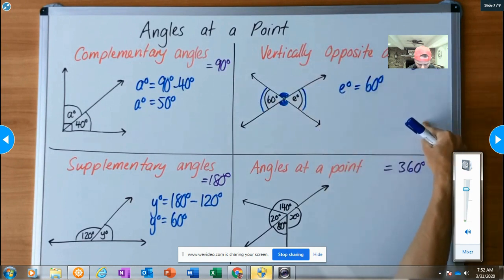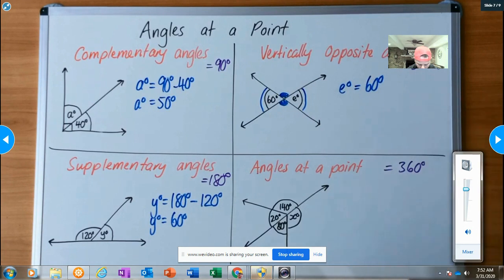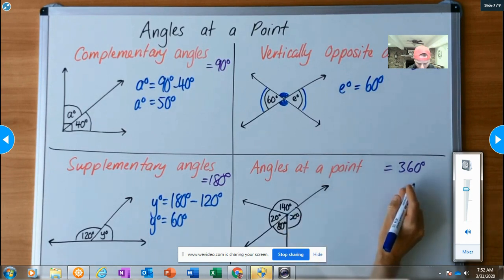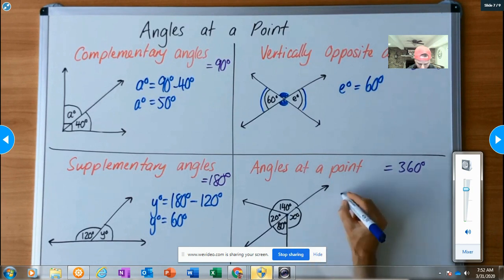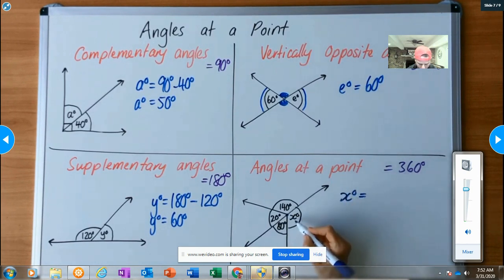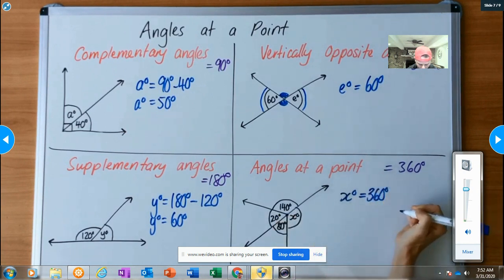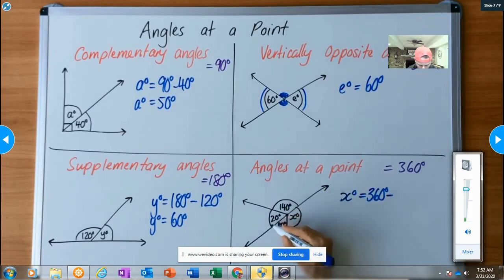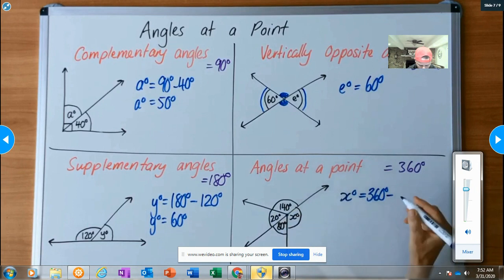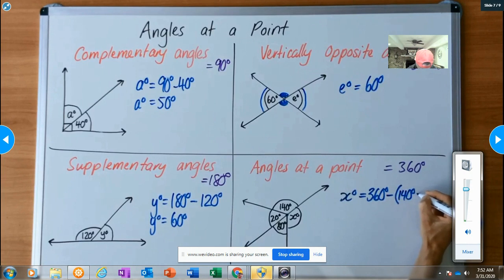The last one here is angles at a point, and all the angles at this point here will add up to 360 degrees. So again, I've been asked to find a missing angle. In this case, it's X degrees. And if I know that's all 360, that's my starting point, 360 degrees. Now I have to subtract all of that total there, and what's left over will be my missing angle. So I have to subtract the total of these angles, 140 degrees plus 20 degrees plus 80 degrees.